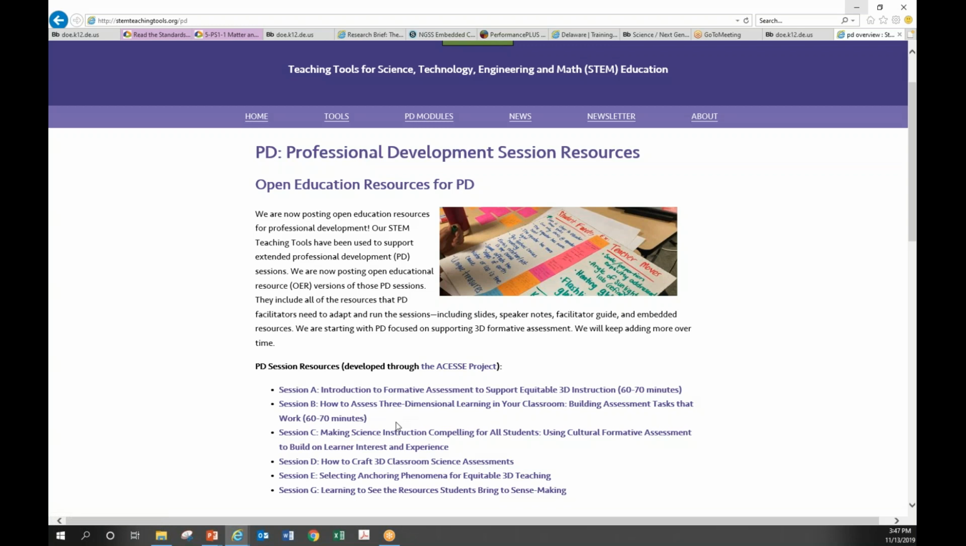formative assessments, how to assess using 3-dimensional learning, making science instruction compelling using formative assessment as part of the instructional tools. So all of these things are available to your teachers using this website. And I guarantee that this is a high quality, highly rigorous, and well-researched resource for you.